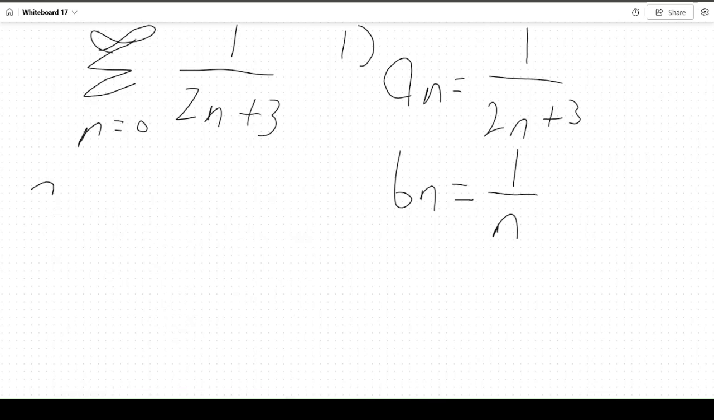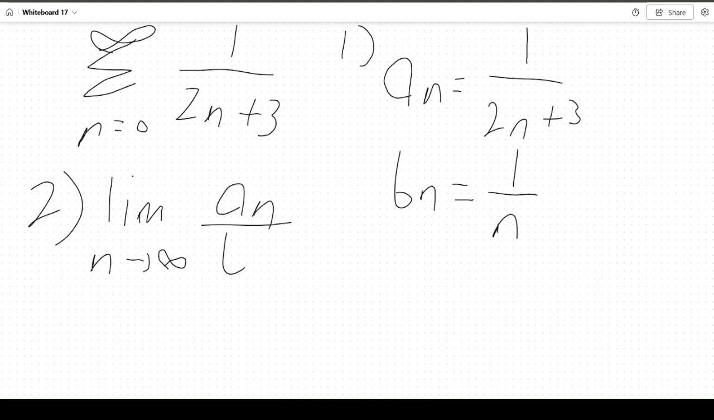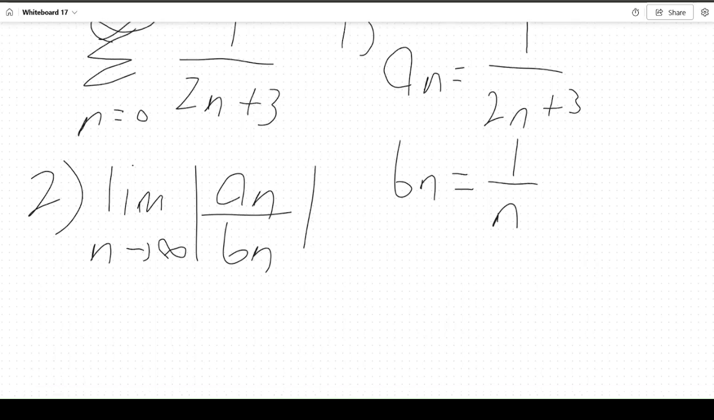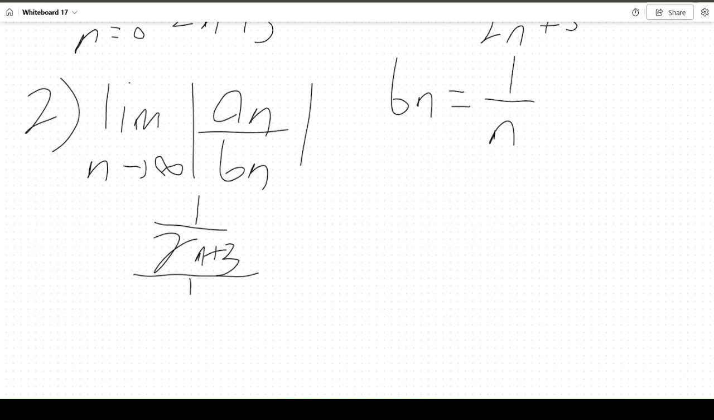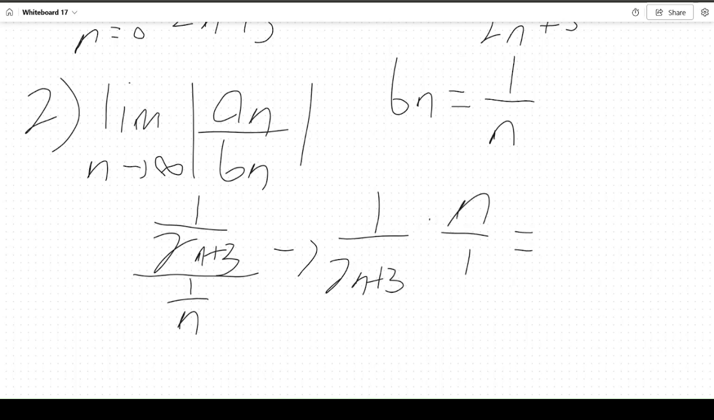Now we have to plug in our equations. So it would be the limit as n goes to infinity of AN over BN. Plug in your values at this point. So this would be 1 over 2n plus 3, over 1 over n. And we can multiply by the reciprocal of that, so it would just be n over 1. And here we got n over 2n plus 3.